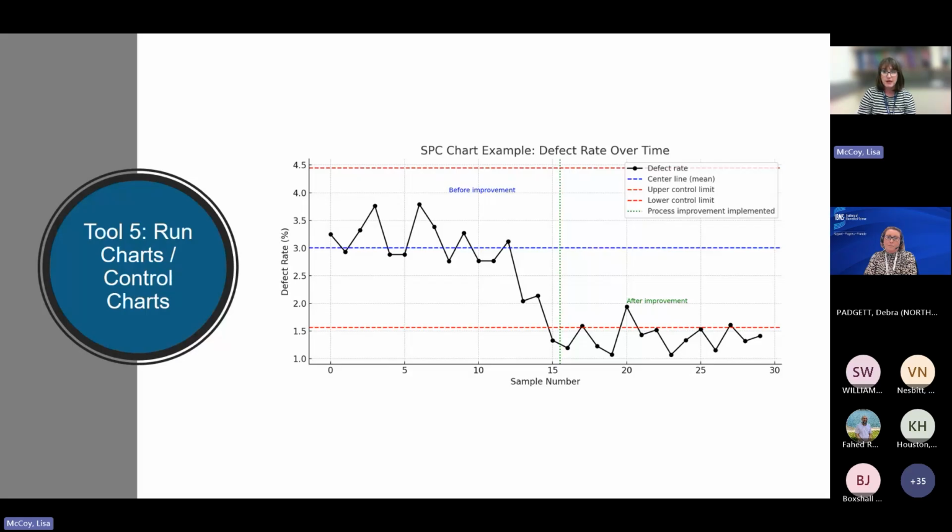In the example above, the blue dashed line is the average defect rate before improvement, and the red hashed lines are the upper and lower control limits, which depict natural variation. The vertical green dotted line marks when a process was implemented, and after that point, the defect rate drops and stabilizes below the previous average. So it's a clear visual sign of sustained improvement. So whenever you get to this stage after improvement, you would be wanting to recalculate the mean and apply new upper and lower limits.